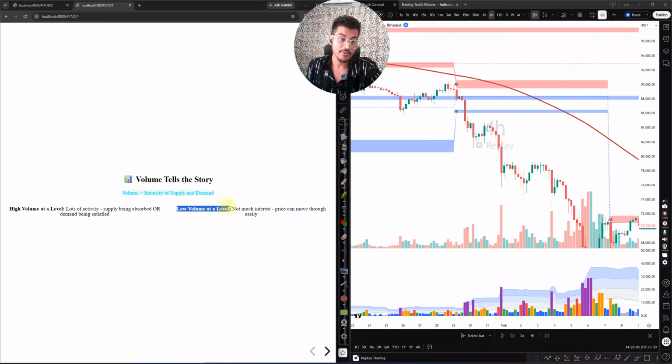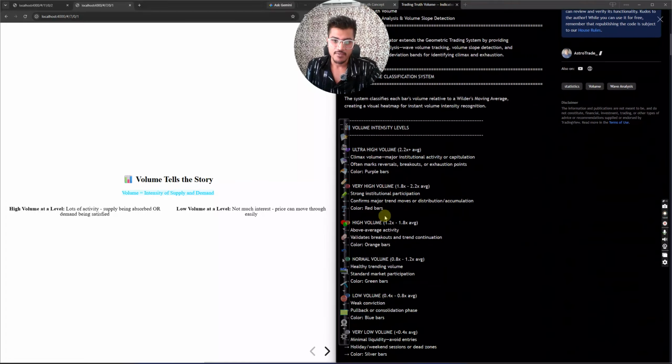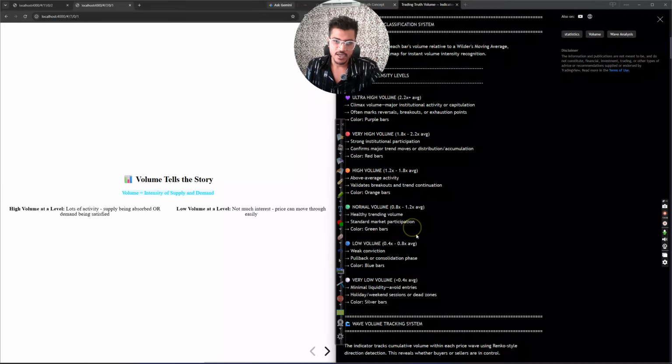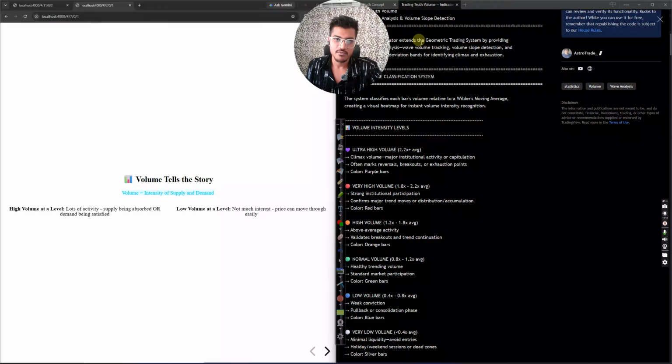So low volume at a level. See, the normal public is buying around here, so low volume at a level. There's not much interest, so price can move through easily. That's why price moved through very easily after this. You see the silver color, then blue, and then green. This is normal volume. Green color is normal volume, blue is low volume, silver is very low volume.